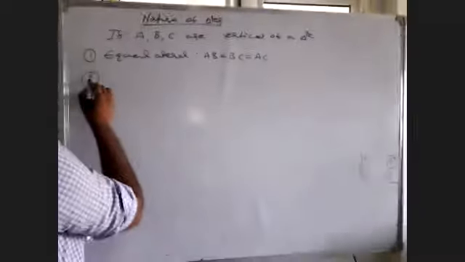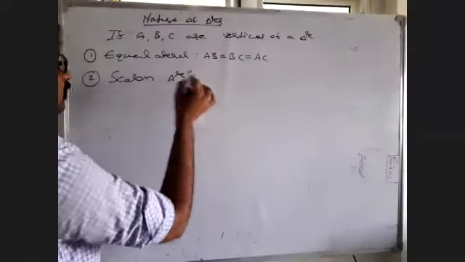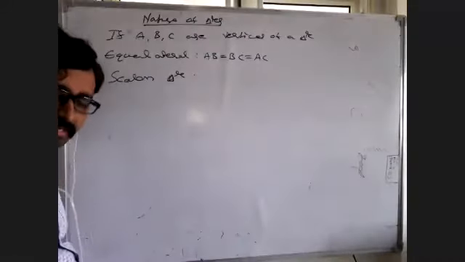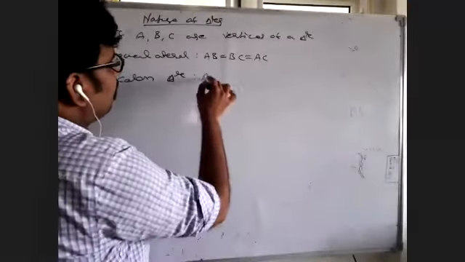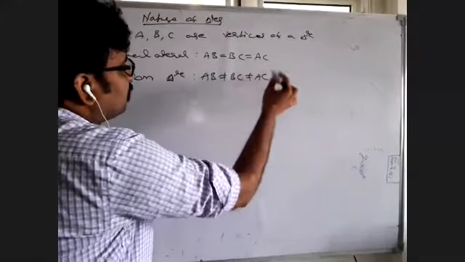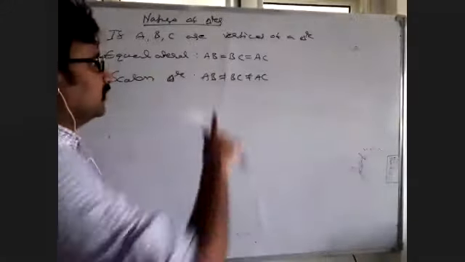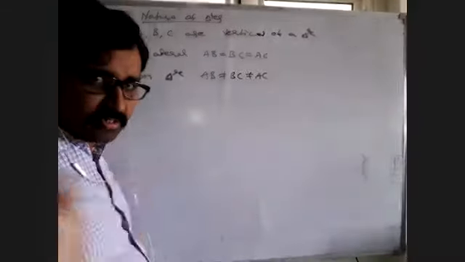Second, scalene triangle. What is the condition for a scalene triangle? Three sides are not equal. AB not equal, BC not equal, AC. Equilateral, all are equal. Scalene, no two sides are equal.